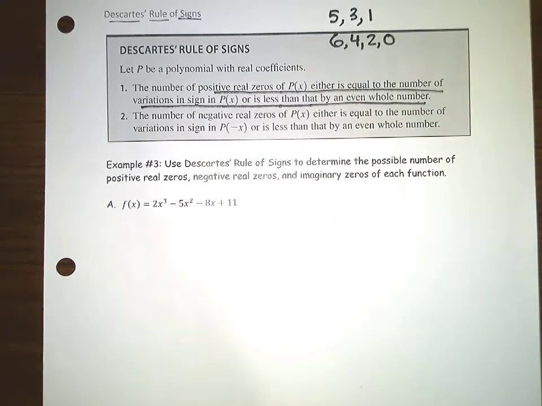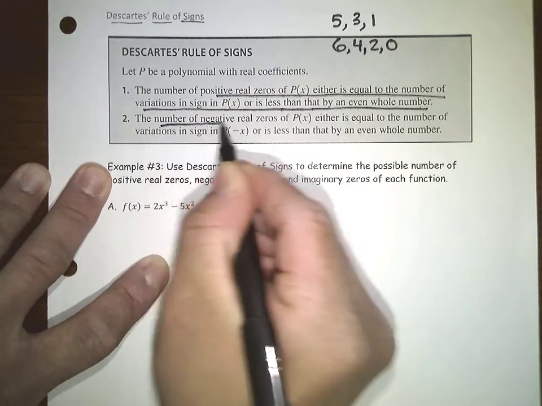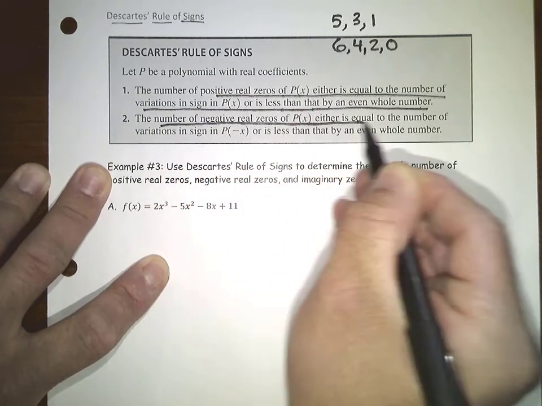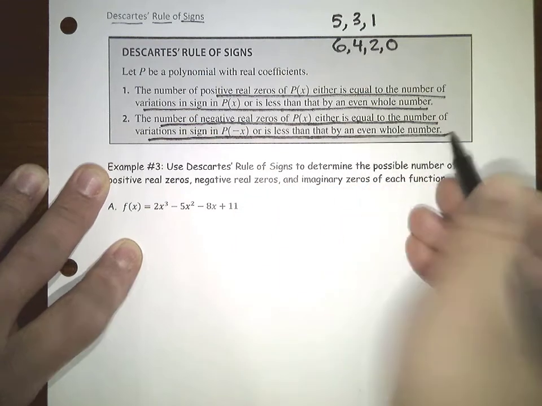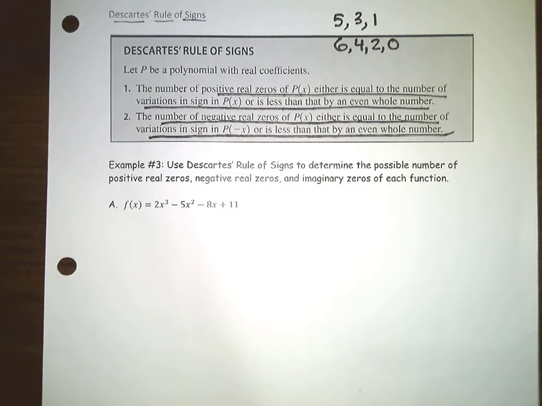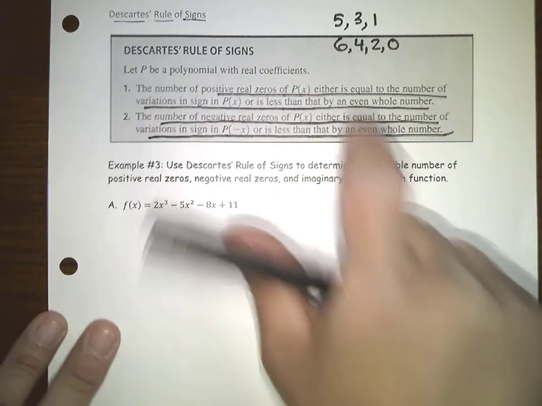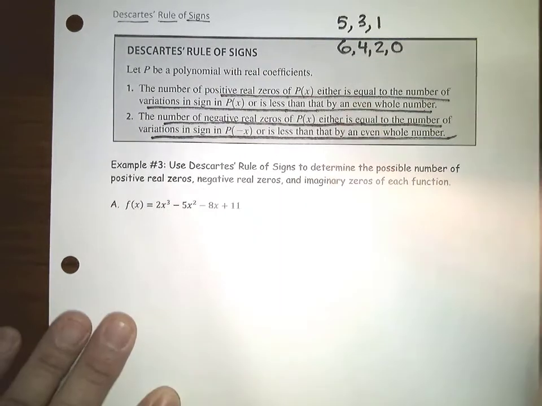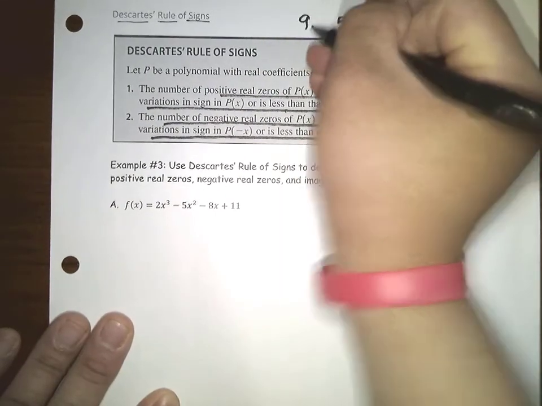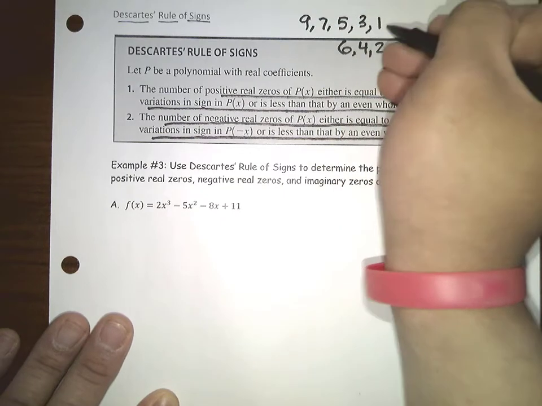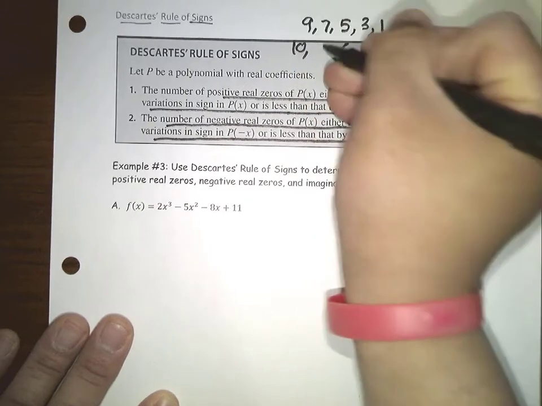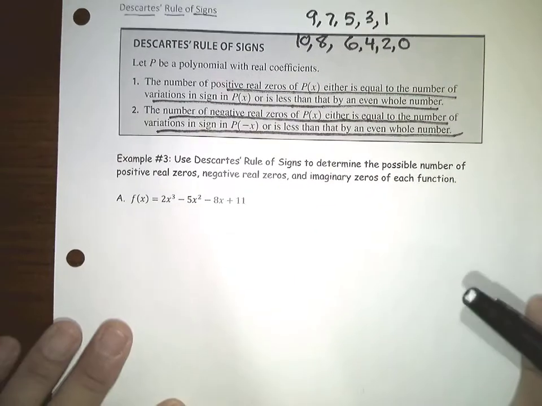All right, and then the number of negative real zeros of p of x is either equal to the number of variations in sign of p of negative x, or is less than that by an even whole number. Again, just remember that it follows the same scenario: if you start at, say, 9, then you would have 9, 7, 5, 3, 1. And if you start at, say, 10, then 10, 8, 6, 4, 2, 0.